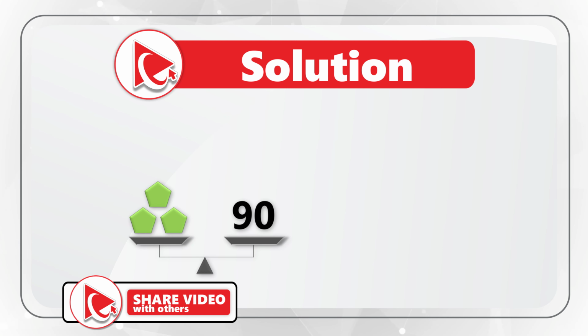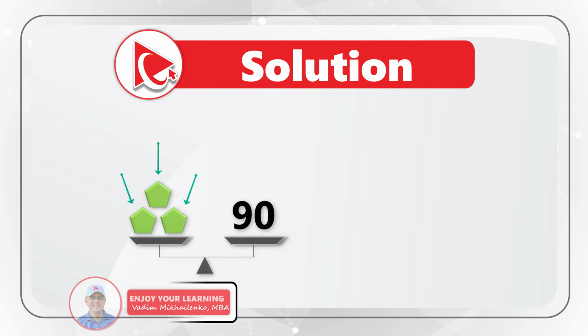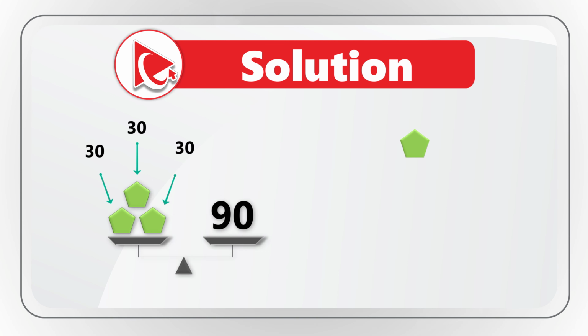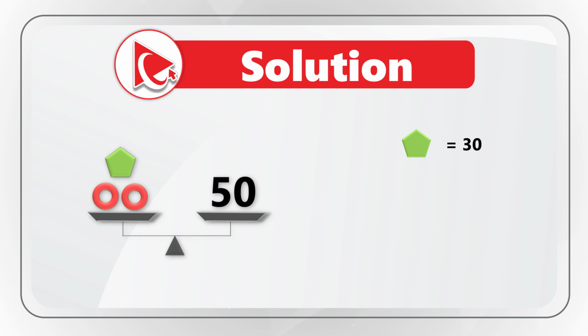To solve the problem, you need to go from scale to scale and calculate the shape's value. Let's start with the scale 1. It has 3 pentagons on the left and number 90 on the right, which means that each pentagon has a value of 30. Second scale contains 1 pentagon and then 2 bagels, and the combination of these shapes equals number 50. We already know the value of pentagon, which is 30. All we need to do is divide the remainder of the calculations 50 minus 30, which equals 20, by 2, because there are 2 bagels, and calculate the value of bagel, which is 10.